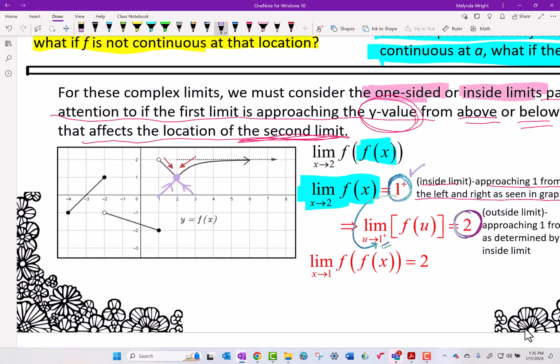Then this would be 1 from underneath, right? And this would be 1 from underneath. And my answer would have been, coming from the left, -2. See how completely different my answer would be depending upon how we're approaching the first limit. With me? Okay. I know this is very abstract, but that's how this works.